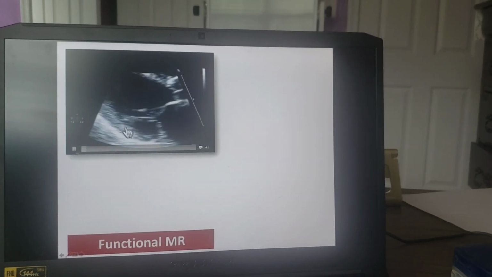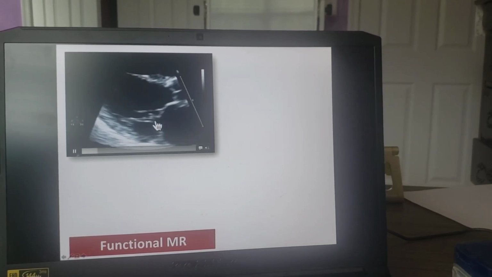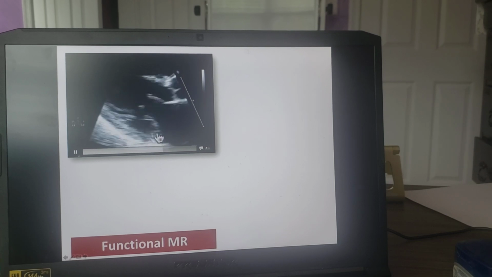There is an inferior wall motion abnormality. The papillary muscle is displaced. You can see these cords are taut. The posterior mitral valve is restricted.